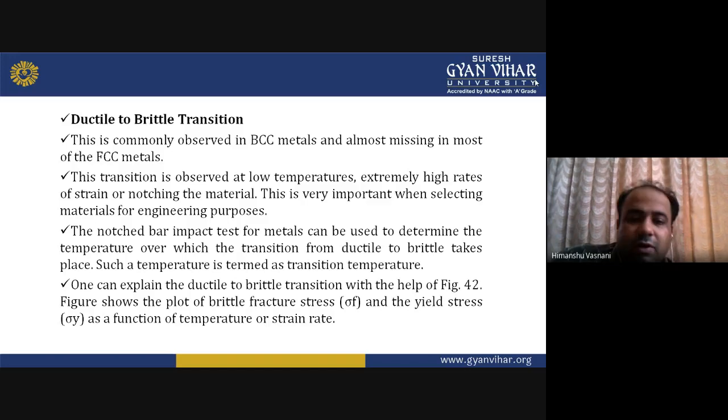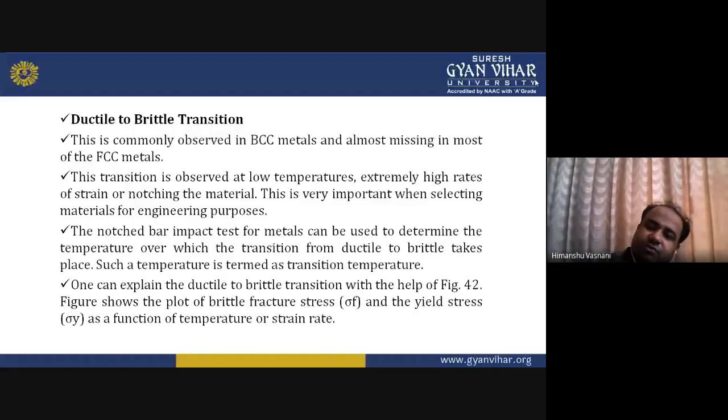Now, what are the examples of ductile to brittle transition? Transition from ductile to brittle happens. It is converting from ductile to brittle. So it is an important thing. One can explain the ductile to brittle transition with the help of the figure that I'm showing you.